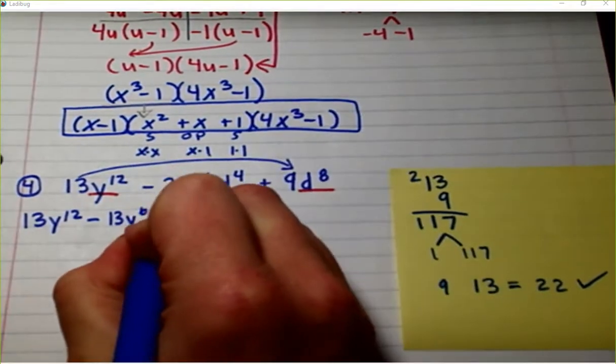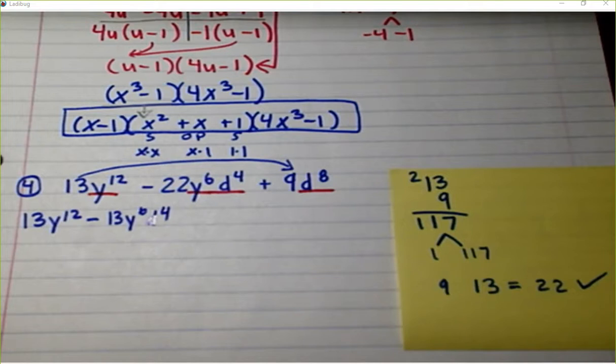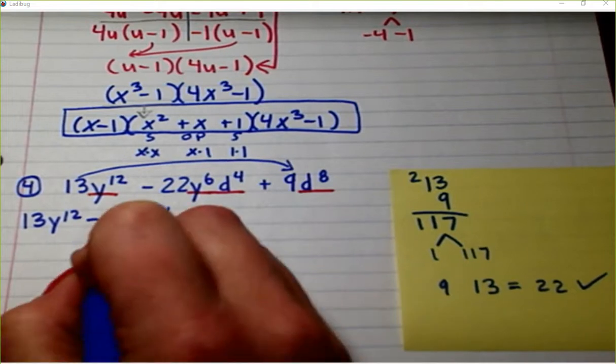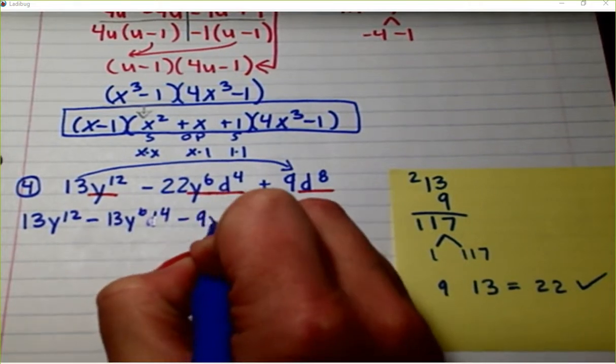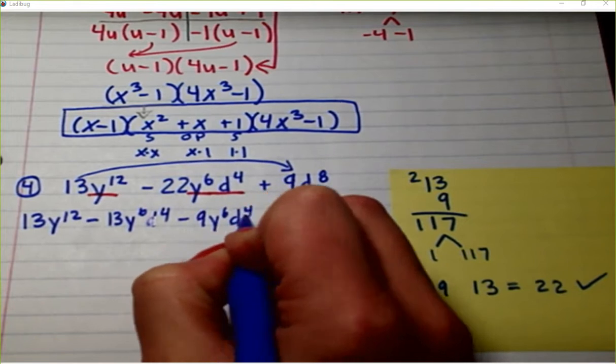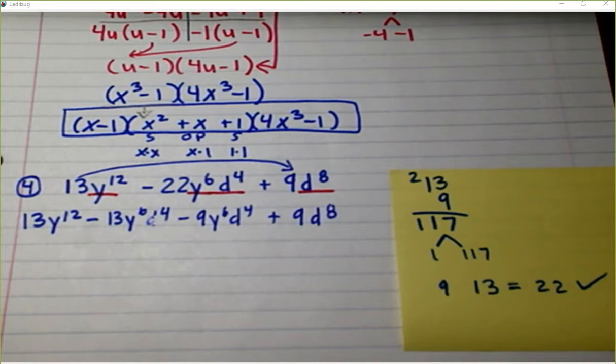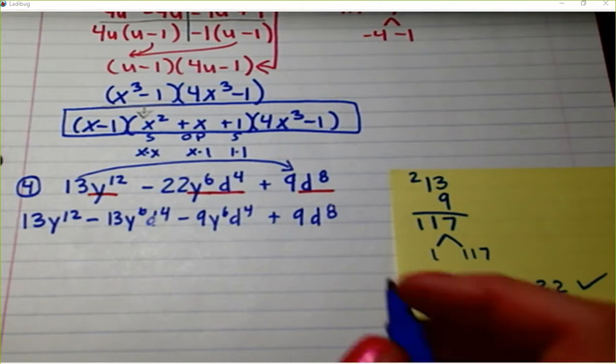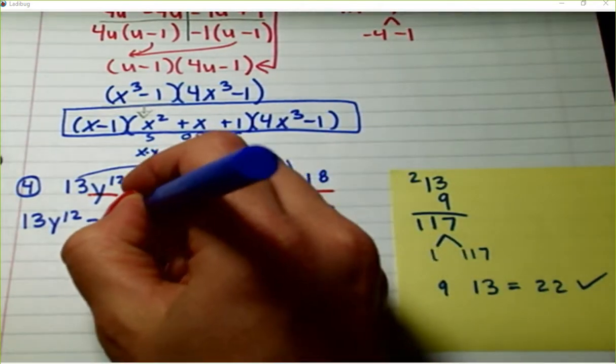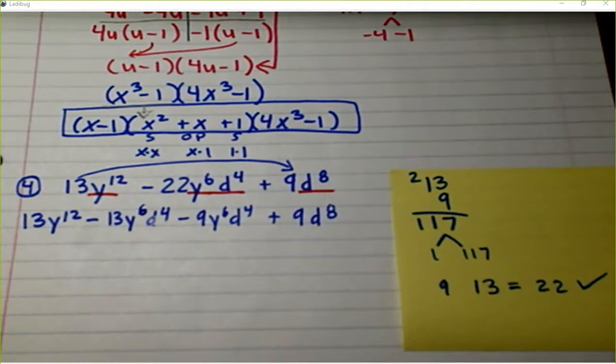Okay. Notice how the middle term keeps the same letters. 13 minus 9, y6 d4 plus 9 d8. And then you do grouping. Yes? What's the exponent on the 15 line? Second one. This is a 6. Is that good?